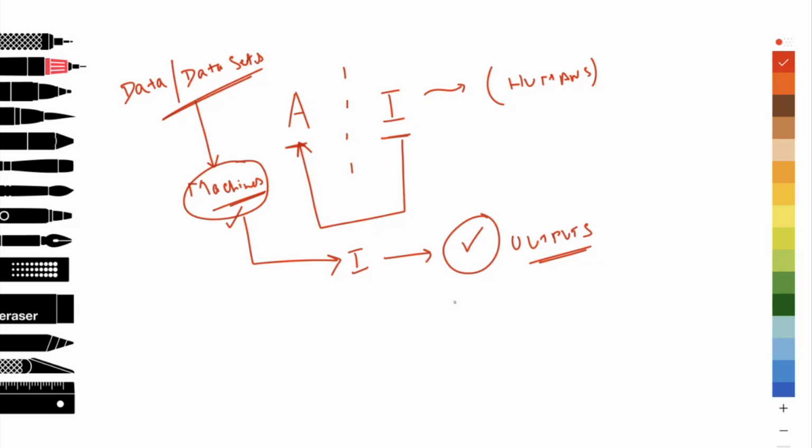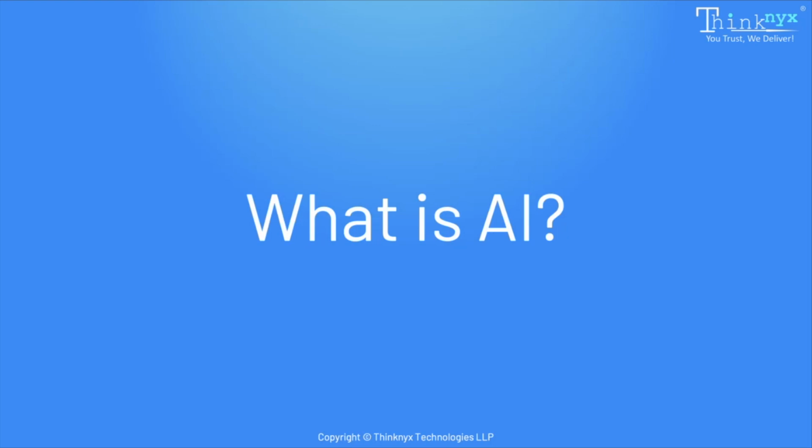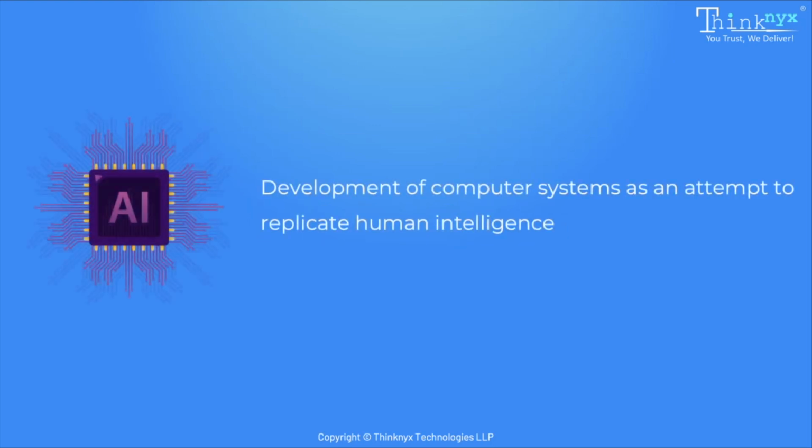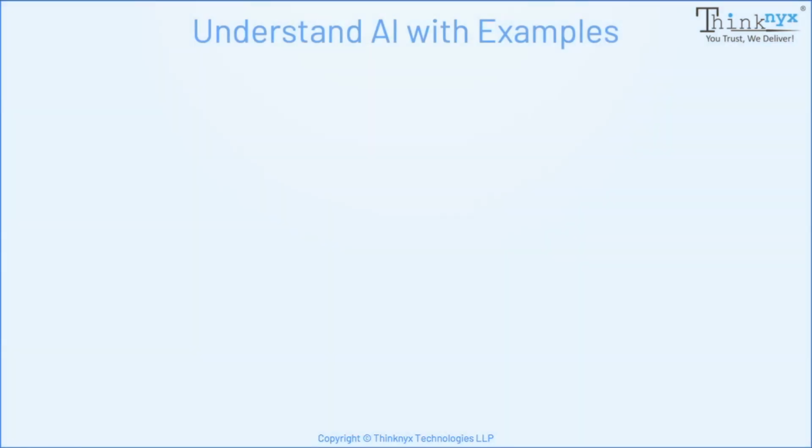But to achieve this, there is a huge ecosystem. So if I come back here, this is what we have just understood: development of computer systems as an attempt to replicate human intelligence. But always remember, machines are not going to become human. We need to train them, and for that we need data, and data is always limited, so they are never going to replace humans. Simple. Now the question comes, Yogesh, this is okay, but can you please tell us some examples which we use day to day? Absolutely, yes.